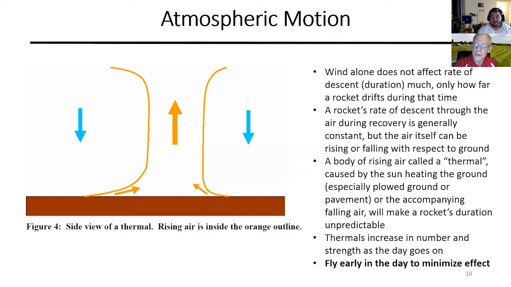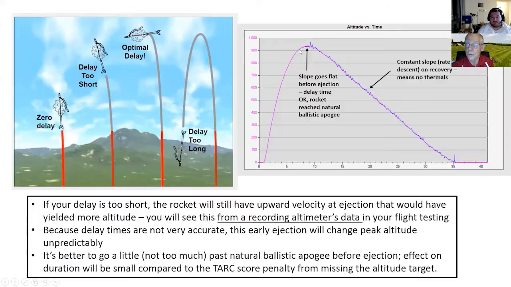But you can look at your altimeter trace. If you're using a Perfectflite altimeter that has the recording capability, you can play back the trace afterwards and see, did your rocket have that nice smooth movement? As shown here, an uninterrupted smooth curve that goes through the horizontal and then starts coming down. If you see that, then your delay time was good. If you have the ejection blip on the upslope, your delay time was too short.